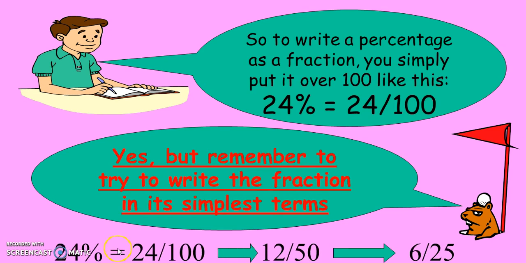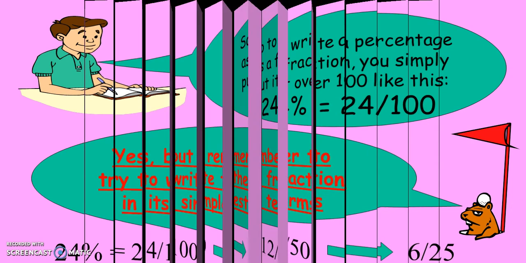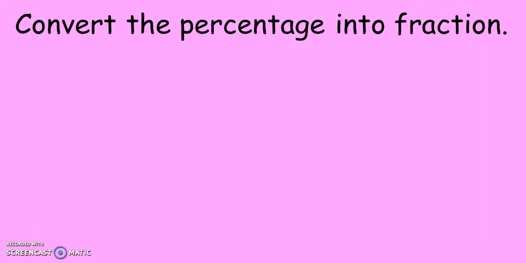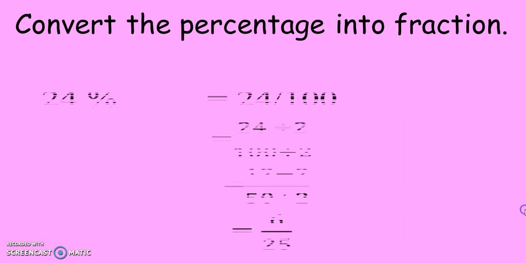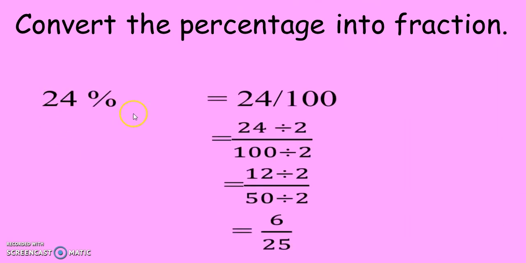For example, 24% equals 24 over 100. Then it becomes 12 over 50. Then it becomes 6 over 25. How? Look at the example. Convert the percentage into a fraction. 24. First of all, you have to write the fraction over 100, because 24% means 24 out of 100.